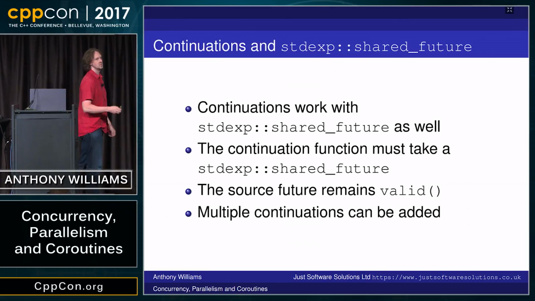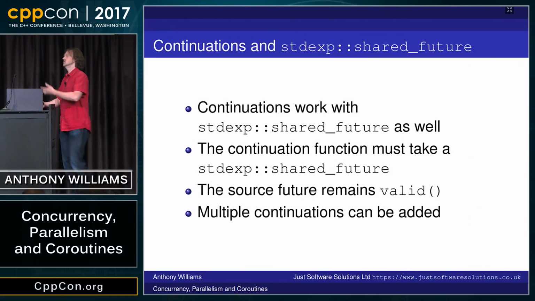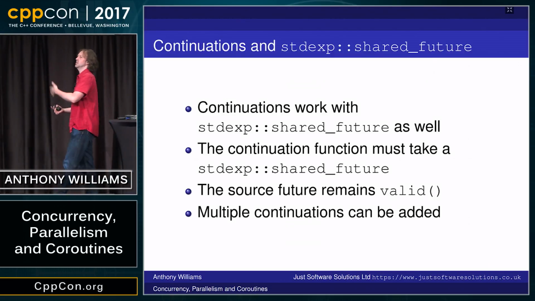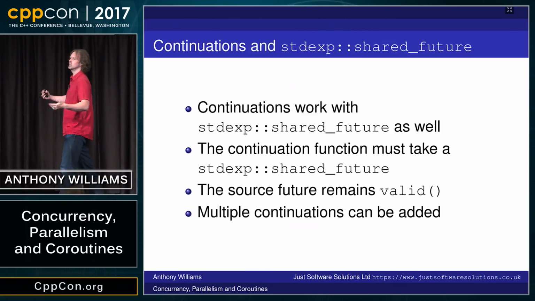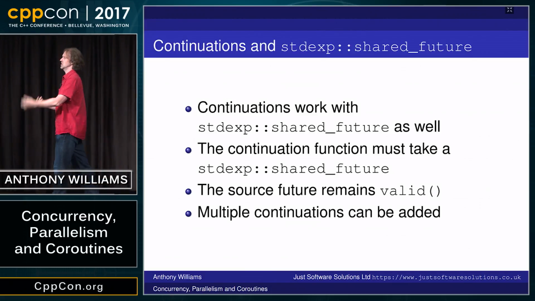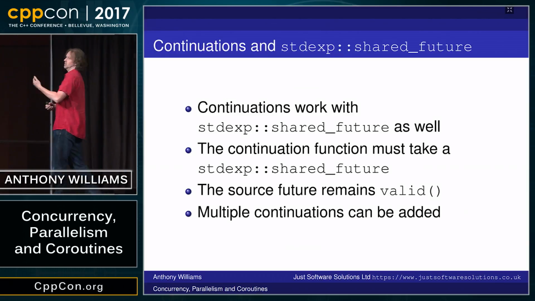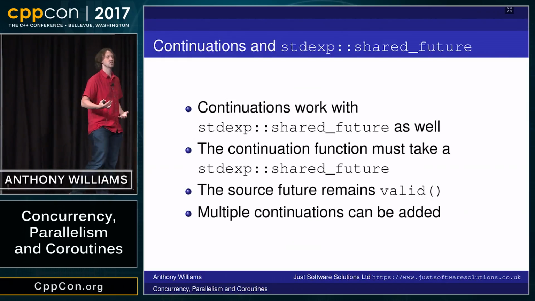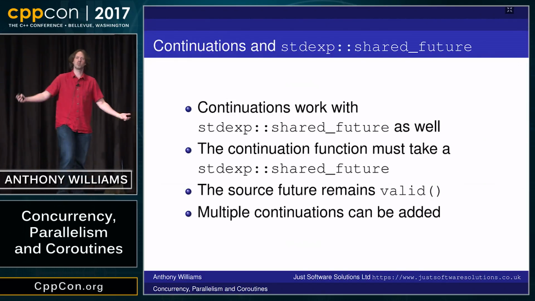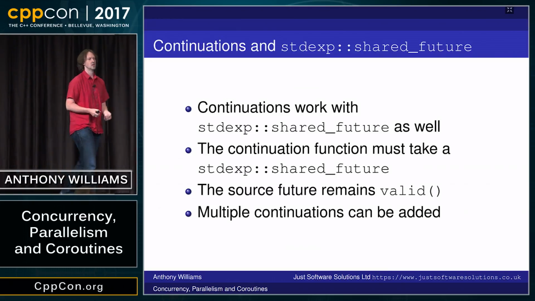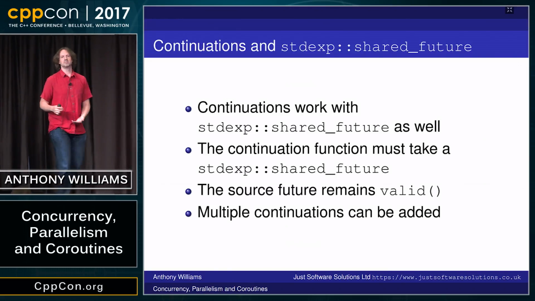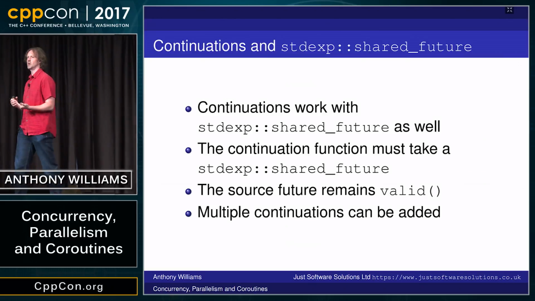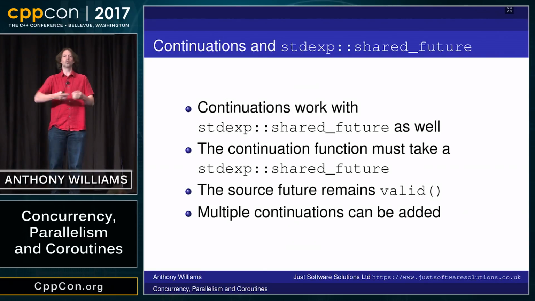Continuations also work with shared futures, but they have some changes. Shared futures allow you to call get multiple times, but you get a const reference back. And so likewise, you can schedule multiple continuations with shared futures. They can't take a normal future as the parameter, because otherwise you might remove the value that was then trying to be propagated to all the others. So they take a shared future as the value. And the source future remains valid because, hey, there's no reason not to make it. And so you can chain multiple continuations on the same future, either directly there or across all the copies.